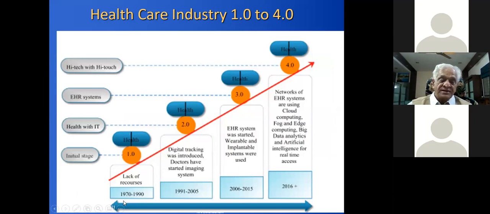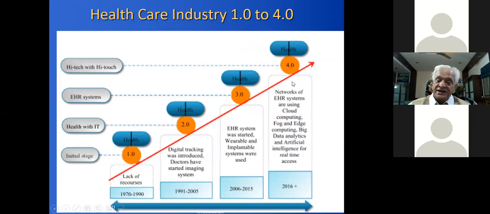you must be remembering that the doctors used to go home and then see the patients and so on. And then came the images, like, you take the x-rays, and so on. And then digital tracking has come in 91 to 2005. And afterwards, the healthcare EHR, electronic health records system, has started. Wearables and other things were implemented. And this has started in 2006 to 15. But this is not that we are not familiar with all this.